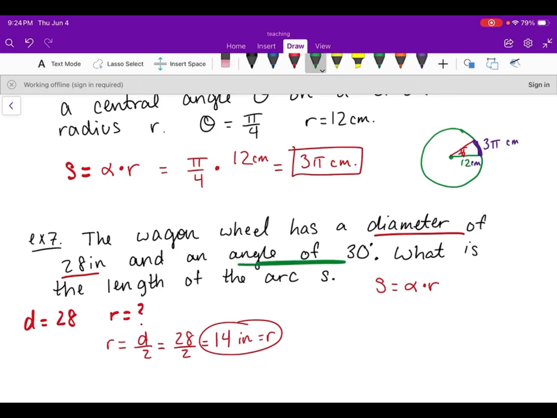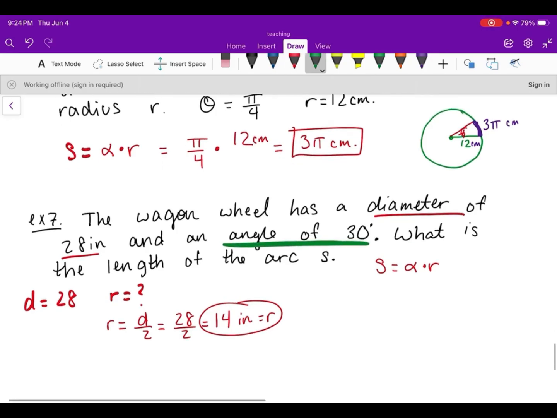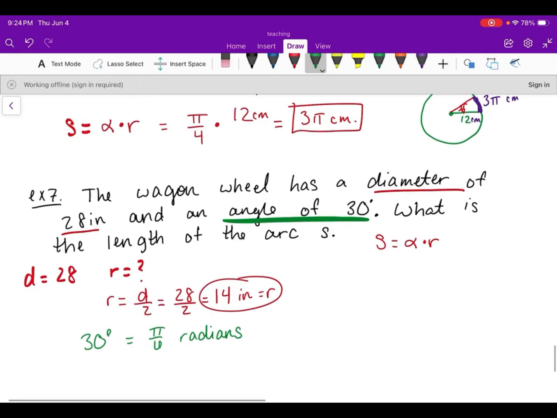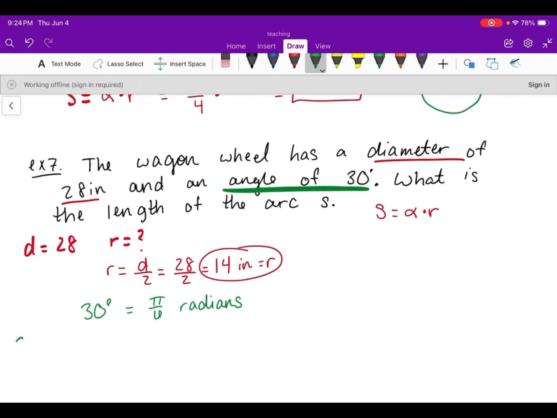The other issue is that my angle was given to me in degrees. It says 30 degrees. But be careful, to use your formula, you've got to be in radians. So 30 degrees is equal to pi over 6 radians. That's one of those angles that I do expect you guys to remember. If you don't remember it right now, that's all right. You can always do it manually by using the conversion factor. So 30 degrees times pi over 180 degrees will be pi over 6.